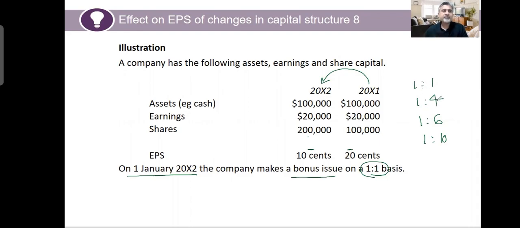1 for 4 means that for every 4 existing shares, you will get 1 bonus share. 1 for 6 means for every existing 6 shares, you get 1 extra share. So I ask you, how many shares do you have? And you say, I've got 30,000 shares. And I say, okay, 30,000 divided by 6, you will get 5,000 bonus shares.